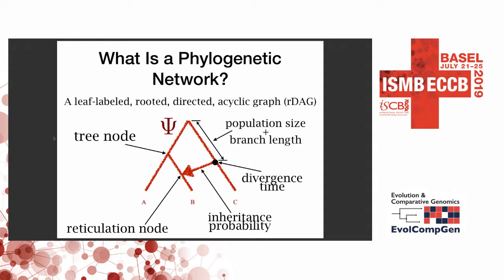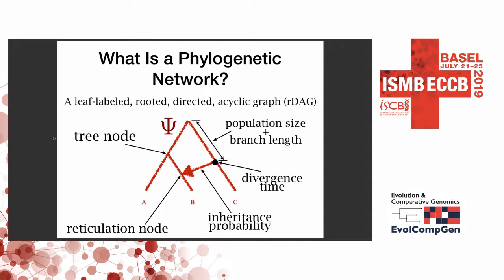It has two types of nodes: tree nodes that have in-degree one, and reticulation nodes that have in-degree two. The reticulation nodes, these nodes with in-degree two, correspond to hybridization events, horizontal gene transfer, and so on. I'm interested in statistical inference of these.